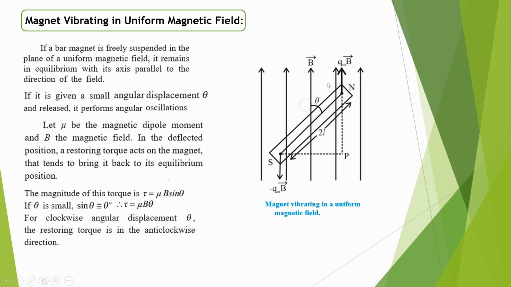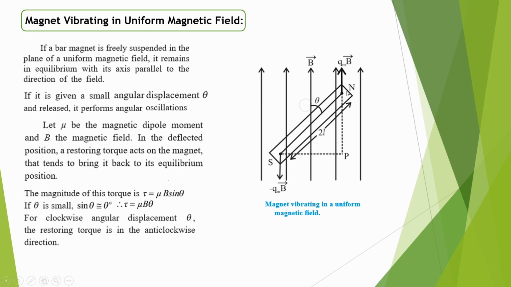Due to the restoring torque, the magnet tends to bring its axis parallel again to the direction of the magnetic field, that is, to take its equilibrium position. And what is the magnitude of this torque? The torque tau is equal to mu B into sine theta.